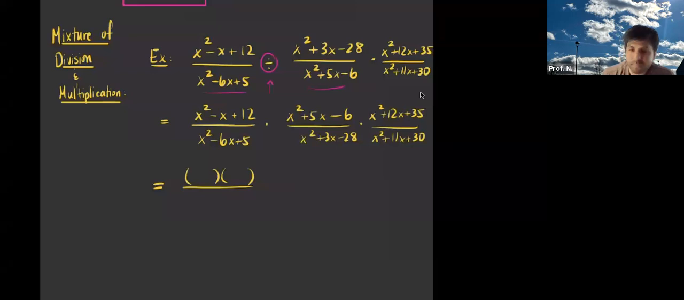So anybody for the first one? Negative 4 and 3. That's interesting because it looks like it's not factorable. So this might be a typo. The thing is, negative 4 times 3 gives me negative 12.